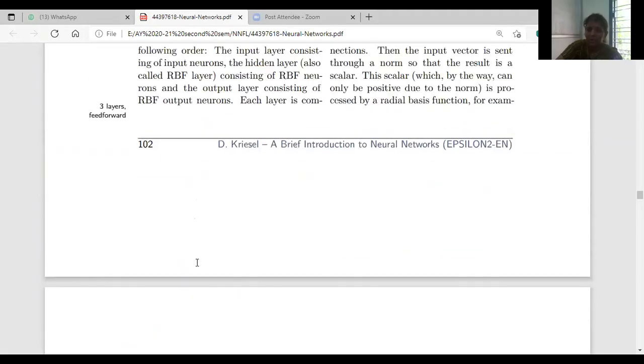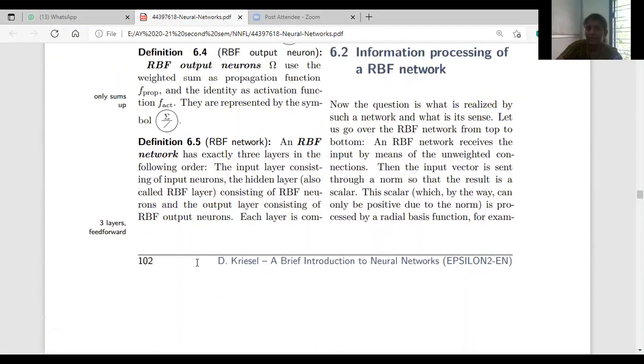So how is the RBF network defined? The RBF network has exactly 3 layers. The input layer consists of input neurons. The hidden layer, also known as the RBF layer, consists of RBF neurons. The output layer consists of RBF output neurons.